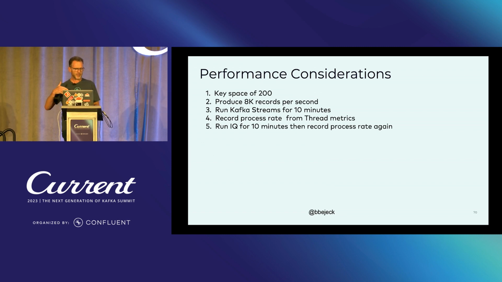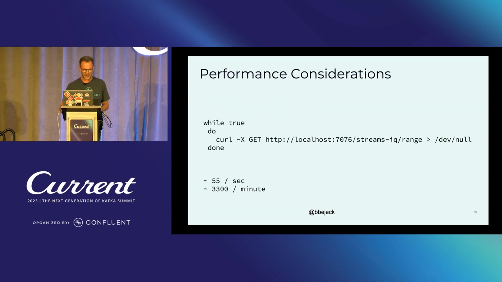And then I fired up interactive queries, let it run for 10 minutes, and then took the process rate again. And then for running interactive queries, I just used a super sophisticated load testing tool. Just ran curl in an infinite loop and just dropped the results. And this equated to about 55 requests per second, or 3,300 a minute.